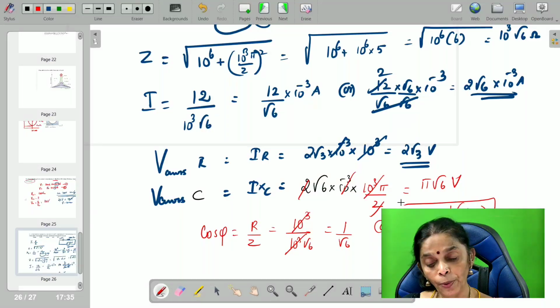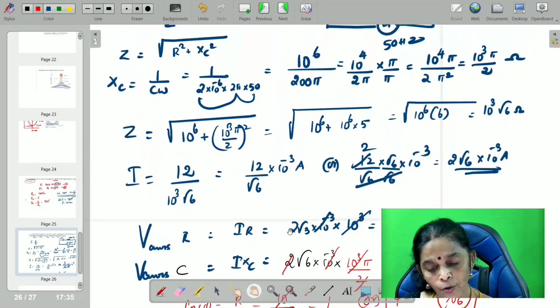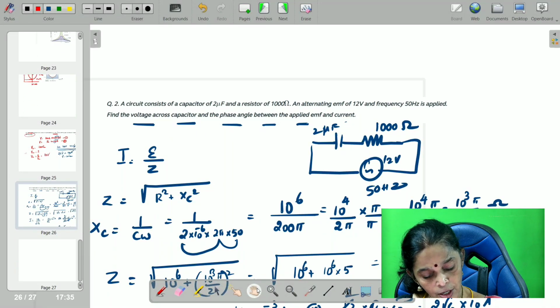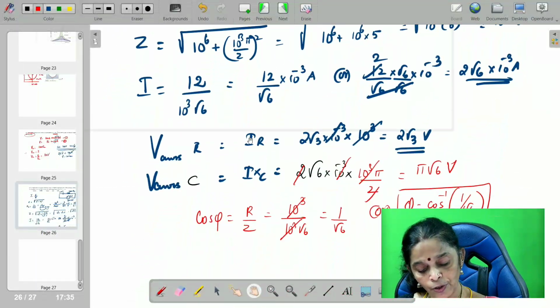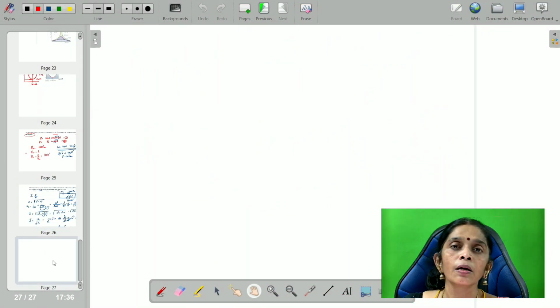So hope you understand, children. Now what is asked, we will see. Phase angle we found out, and voltage across the capacitor, EMF and current we found out. So hope you understand, children.